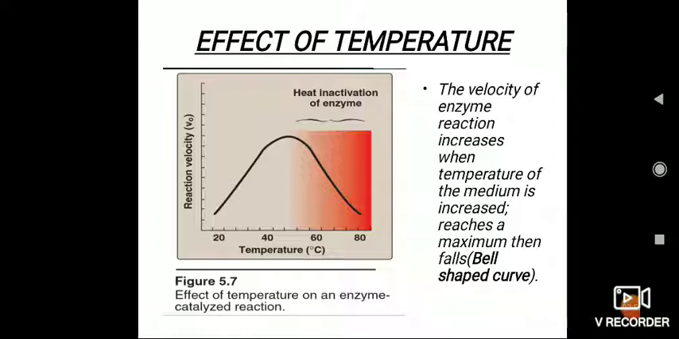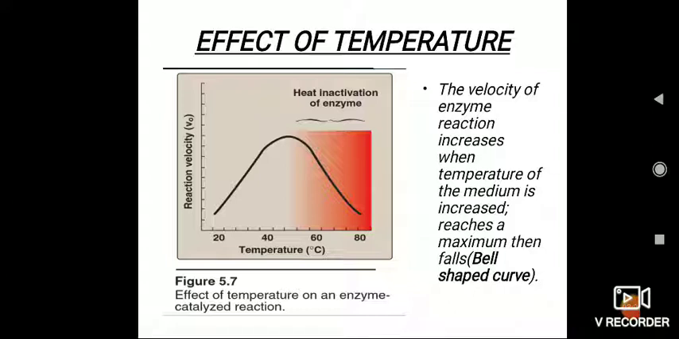The third factor is the temperature. How does temperature affect the reaction velocity? As we learned in the second video, enzymes are proteins and they act like proteins and they are also denatured by heat. So in this graph we can see that it is a bell-shaped curve.